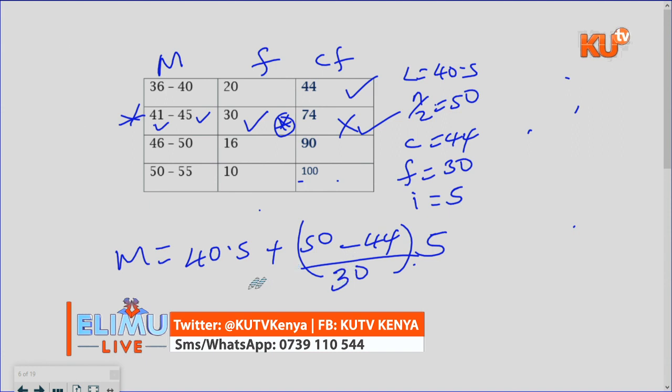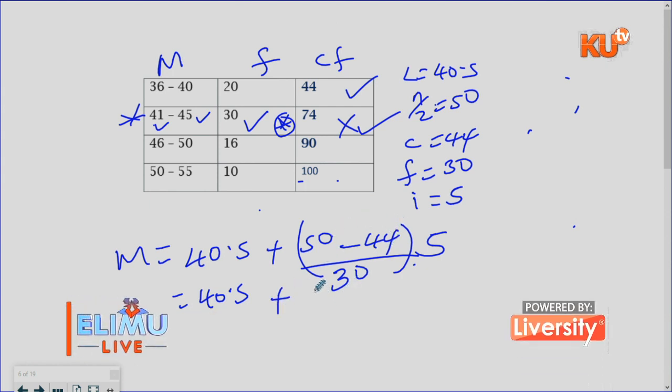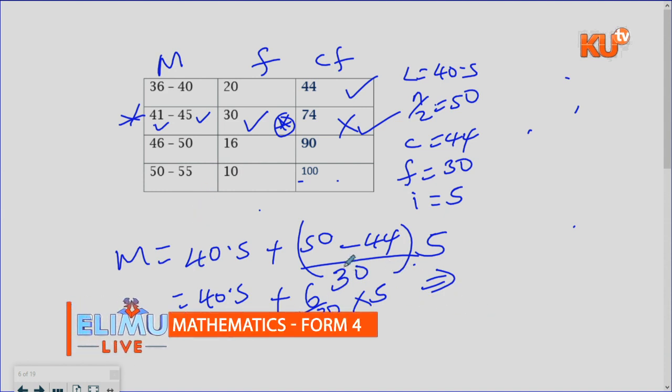You just take this to your calculator. Maybe one step only: 40.5 plus 50 minus 44 is 6. So that will be 6 over 30 multiplied by 5. So get your answer there. The answer will still be in the same group. Remember, you cannot get a median over 55, because that is the highest limit there. That was the median. Now let's go to the other one, which is the lower quartile, Q1.